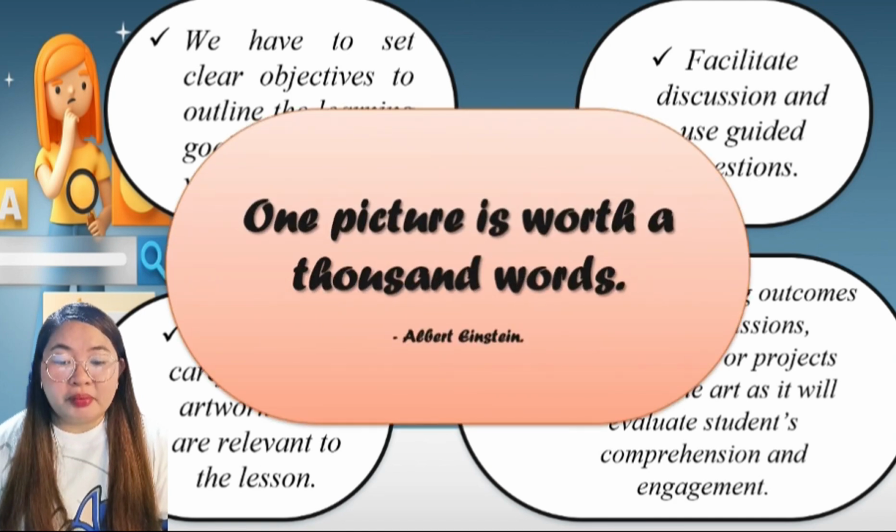So always remember that in associating paintings and photos, there is a saying of Albert Einstein that says, "One picture is worth 1,000 words."